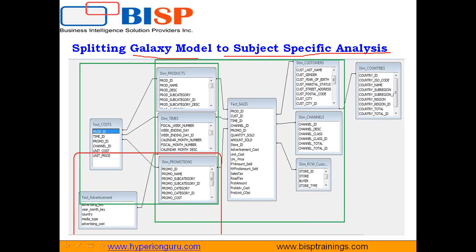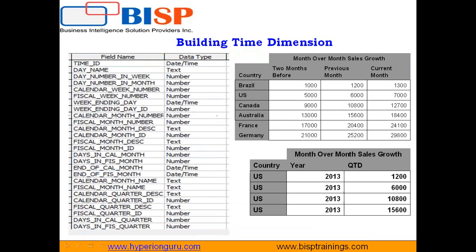So you also convert the Galaxy model to a subject-specific data model. Now another important thing: many times your source doesn't have a time dimension, and I hope you understand the value of a time dimension. All analysis is time bound. There are two simple examples I have shown over here.